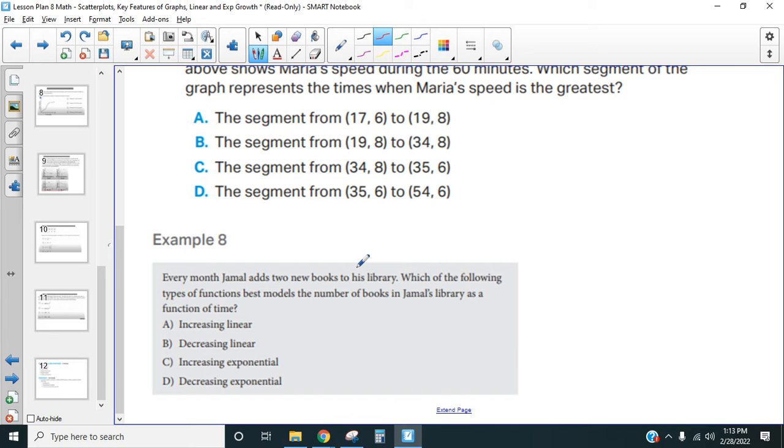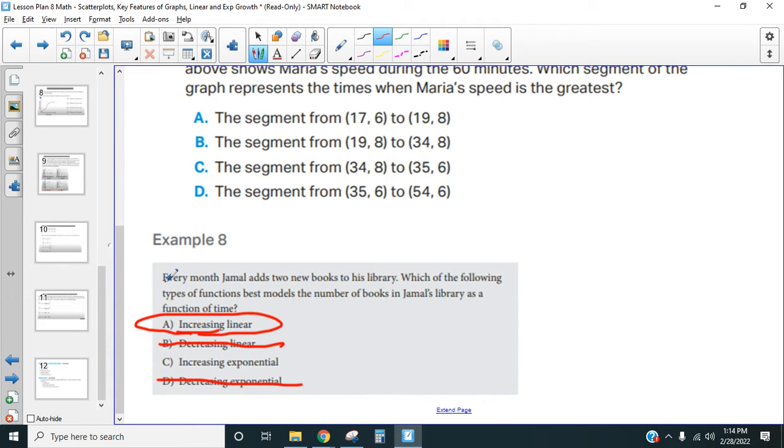Which of the following types of functions best models the number of books in his library? Well, every month Jamal adds 2 new books. Adds. Exponential functions would require multiplication, right? And if he did that, that'd be an enormous library. That'd be hard to keep up, right? So Jamal adds 2 new books. So it's increasing, obviously, can't be decreasing. And then it's linear because you're adding the same thing each time.